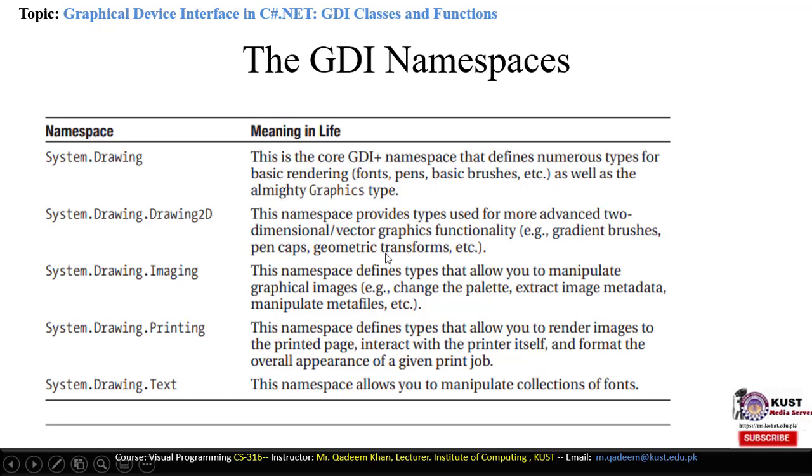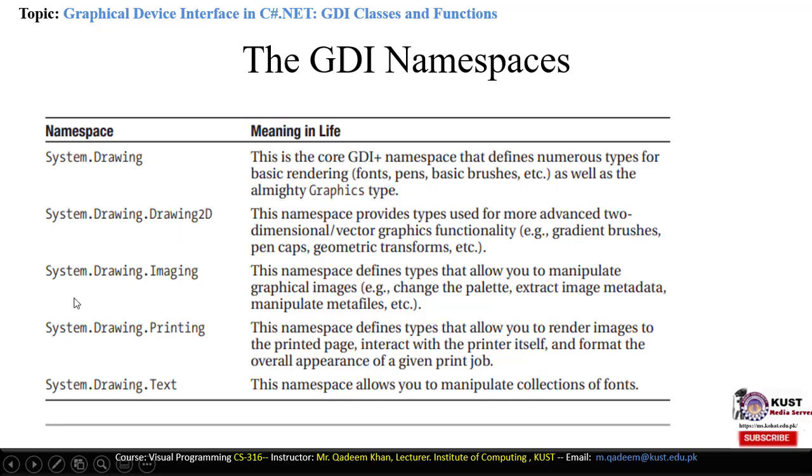Geometrical transformation means that when we want to rotate or transpose the image, then we will perform the geometrical transformations. For example, we want to rotate the image to 90 degrees or to 40 degrees or 45 degrees, then we will use this namespace's classes.